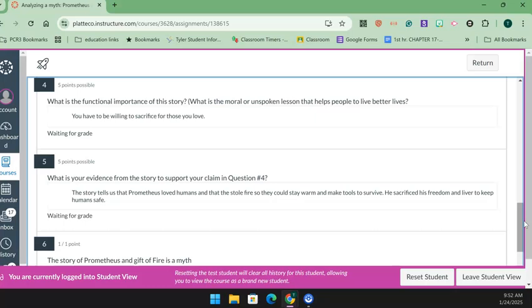So, was 6 true? Were we able to show that this story had significance? Yes or no? Yes. Yes, we were. Were we able to show that this story is at least 200 years old? Yes or no? Yes. Yes. Right? And we were able to show functional importance. So true. Prometheus is a myth.